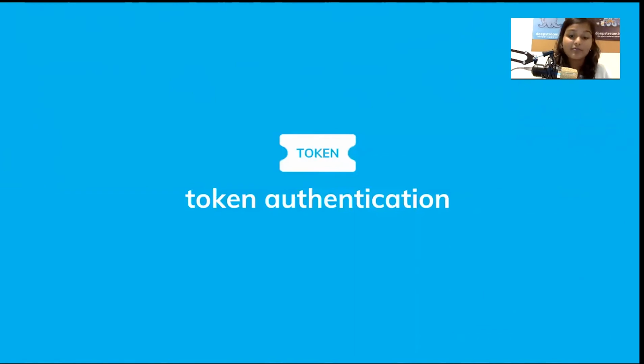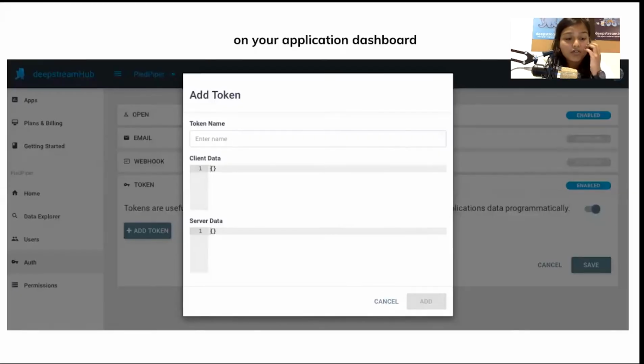So if you have a lot of backend processes which are working with your deepstream application, token authentication would be the best option. So how would you implement token authentication? It's via the dashboard on Deepstream Hub. And as I mentioned before, token authentication is only available on Hub and not on IO. So if you go to the auth section on Deepstream Hub's dashboard under your application, you have something called token.